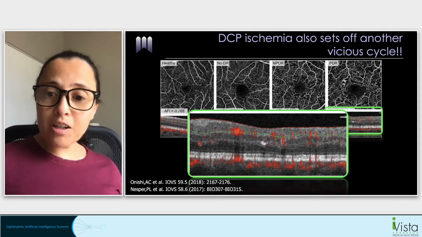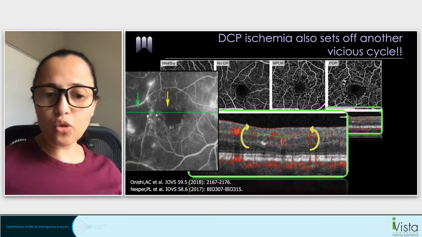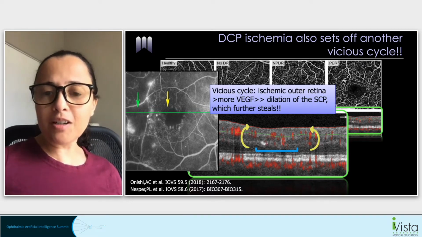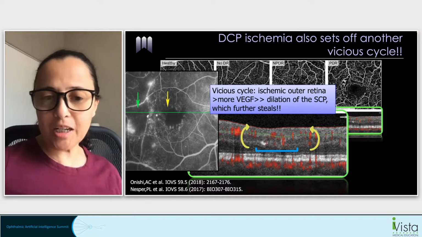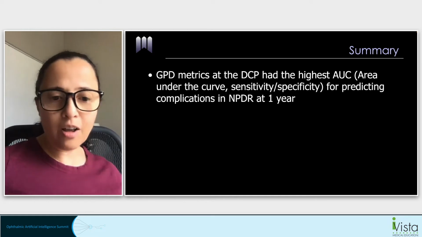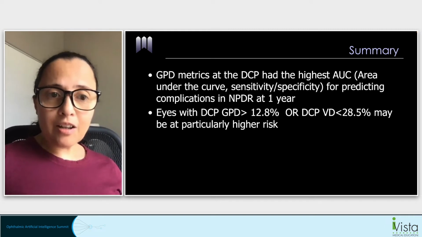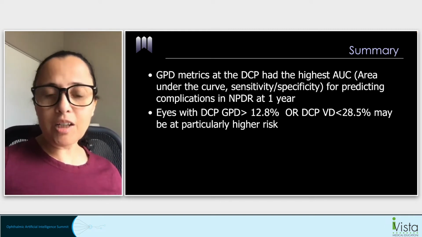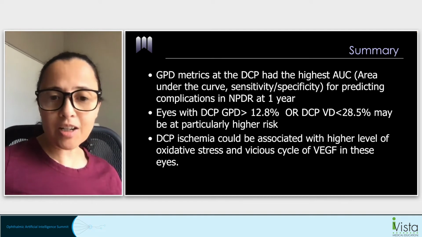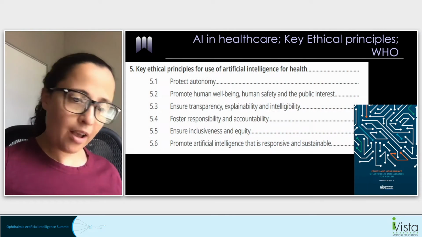And if we think ischemia at the deep vessels is leading to VEGF, and VEGF then dilating the superficial, the superficial vessels could then further exacerbate ischemia by stealing oxygen and blood flow from the deep. So there are many levels where this ischemia at the deep could be toxic or may predict progression. It didn't matter if you were looking at GPD or vessel density, the deep capillaries seem to be a very high predictor for these eyes that are higher risk. And ischemia at the deep plexus may be telling us a lot more about the eye than other parameters, perhaps.